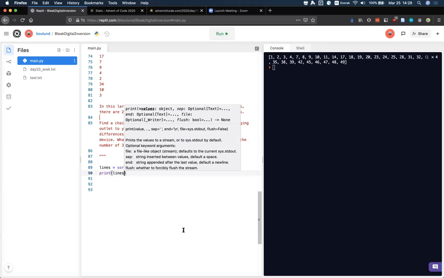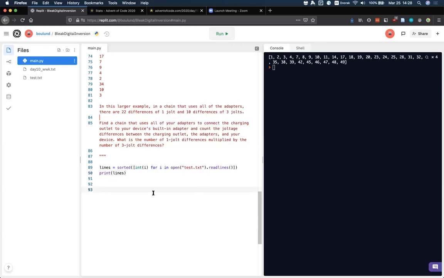Great. All right. Excellent. So then I guess we just start. The charging outlet has a rating of 0 joules, right? Yes, it does. Should we add it to the list? Well, yeah, I guess we don't really have to, I suppose. So what I was thinking is to write a for loop.